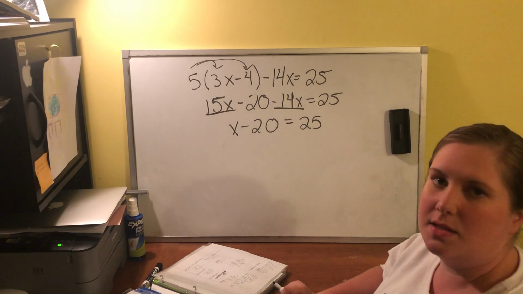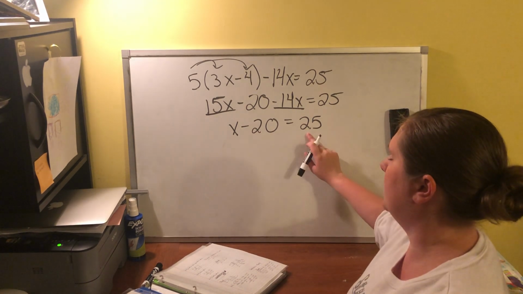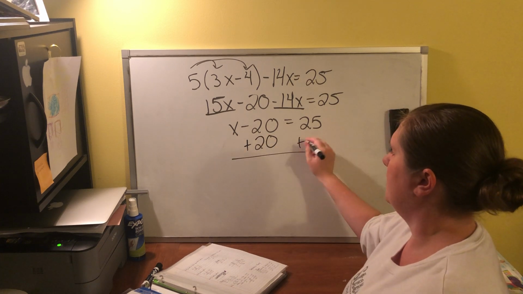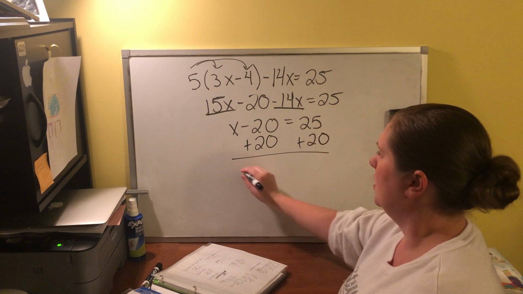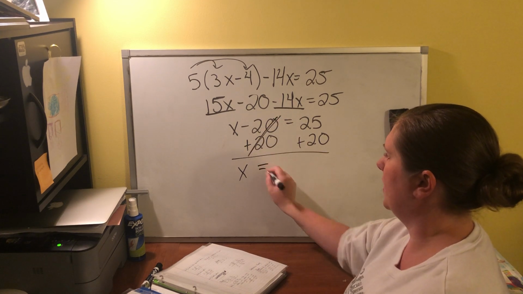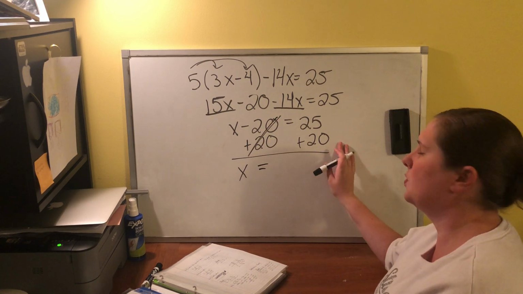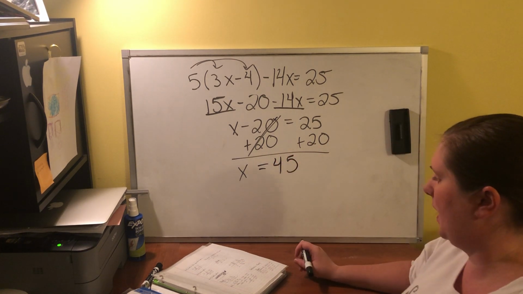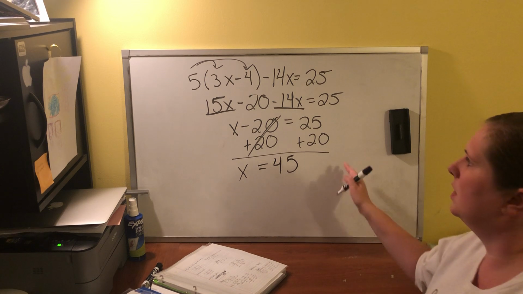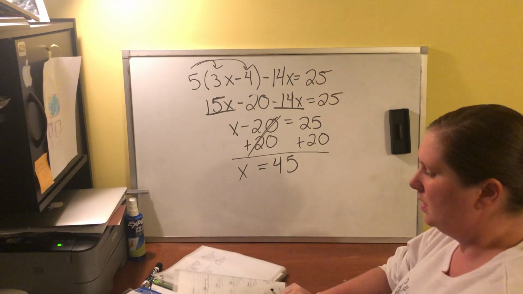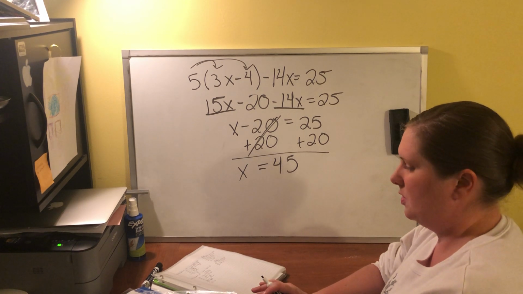Now we can apply the addition property because we need to move the negative 20 over. So we're going to add 20 on both sides. We're going to bring down the x. Negative 20 plus 20 is 0. Bring down the equal sign and go ahead and add 25 and 20 to get 45. And like I said, if you want to check your answer, plug 45 back into the original. Okay? So that is the addition property.